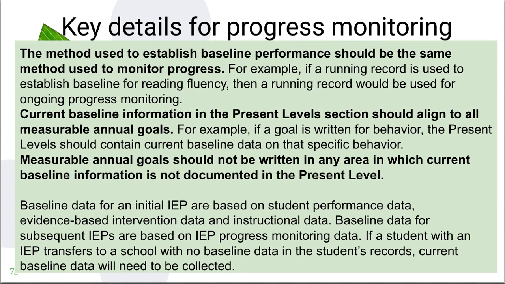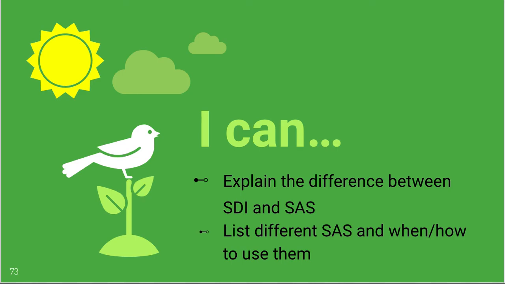And then your measurable annual goals shouldn't be written in any area in which current baseline information is not documented at the present levels. So if you've got a student with a learning disability, if their math performance isn't documented in present levels, they cannot have a math goal. If they need a math goal, then there needs to be information about that in the present levels, okay?